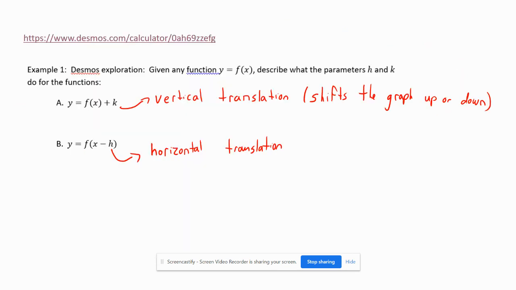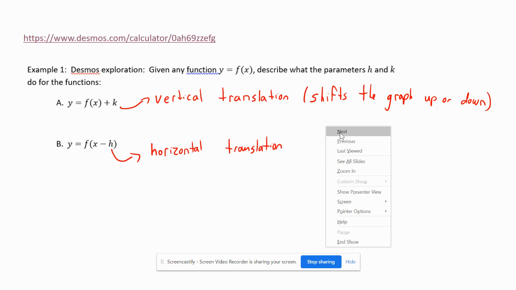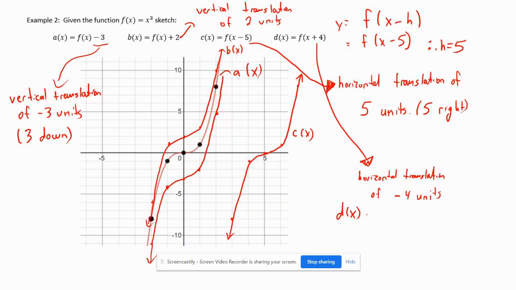Okay. Now for d of x, this graph is going to be a horizontal translation of -4 units. Okay, so we'll talk about this in a bit more detail. So like we said before, the horizontal translation is always in the form x minus h. Well, this is not in the form f of x minus h, it's f of x plus something. So if I write my d of x function, really it's the same thing as x minus -4. Okay, so if you look at it this way, now this is in the form of f of x minus h. My h value is actually -4, and that's why it's going to be a horizontal translation of -4 units.